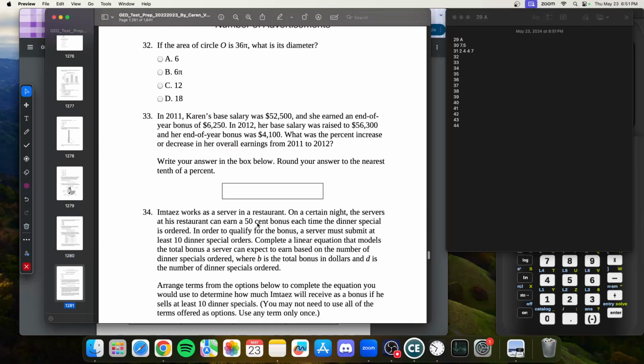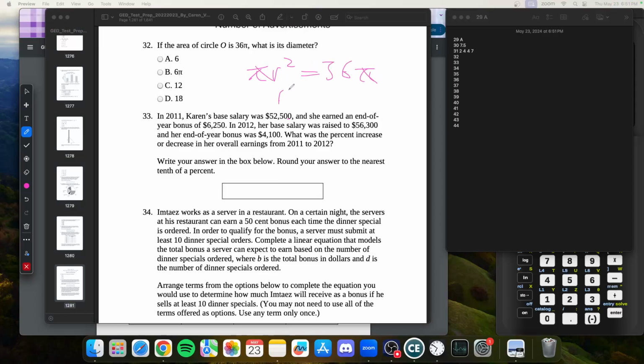32. If the area of a circle is 36 pi, what is the diameter? So if the area is 36 pi, hopefully you guys remember area is pi r squared. So if that equals 36, well, that means r is equal to 6. Square root of 36 is 6. Diameter is going to be 2 times the radius, so 12. C.